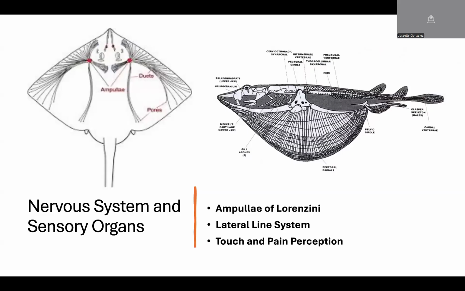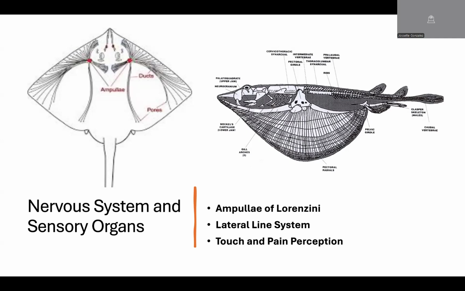Next, we're going to talk about the nervous system and the sensory organs. Okay, so let's start off with the ampullae of Lorenzini. In the diagram on the left, it shows where the ampullae is located in the ray's fin. So the ampullae of Lorenzini are specialized electroreceptors that detect weak electric fields in the water. These organs are found in pores around the head and on the underside, allowing rays to sense the tiny electric fields produced by other organisms, enabling them to hunt prey and navigate their environment.